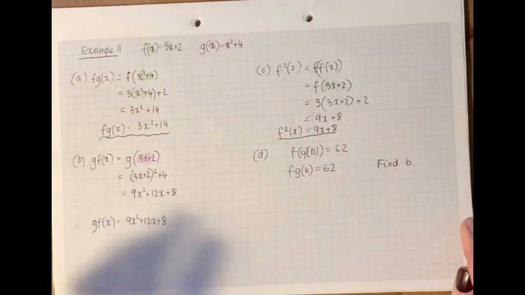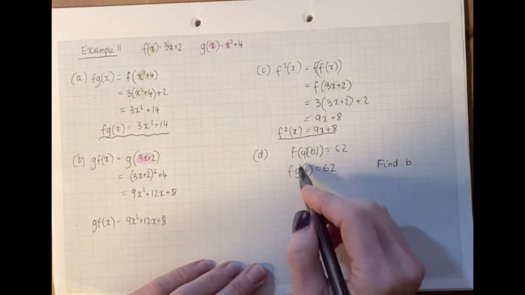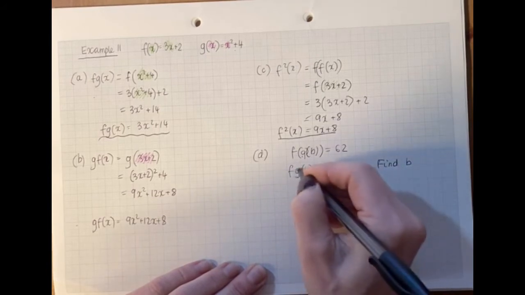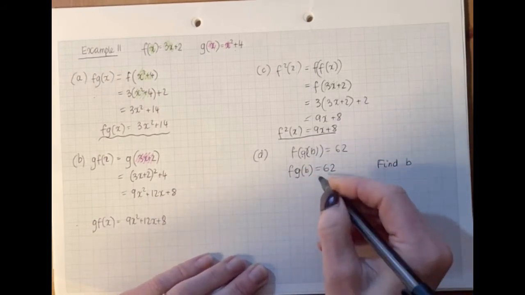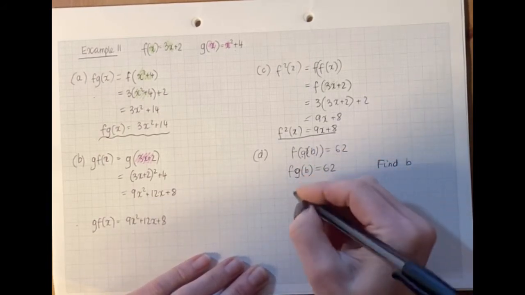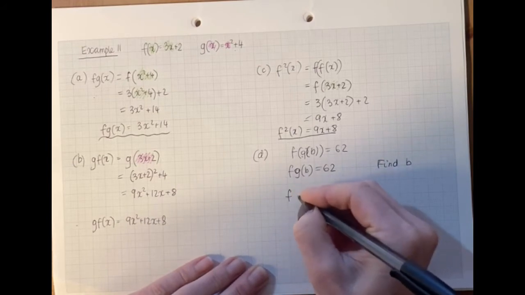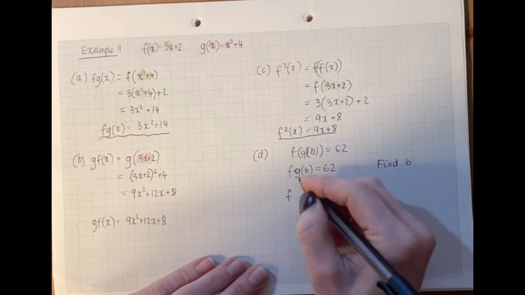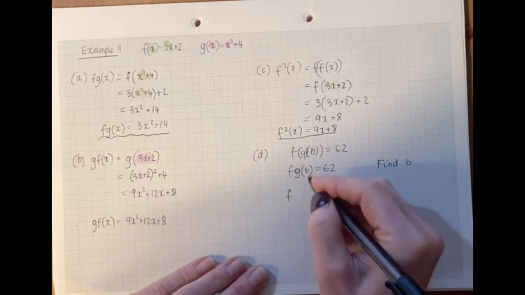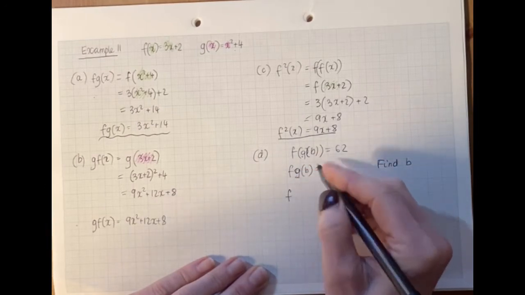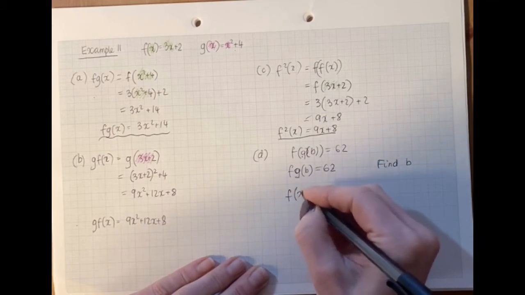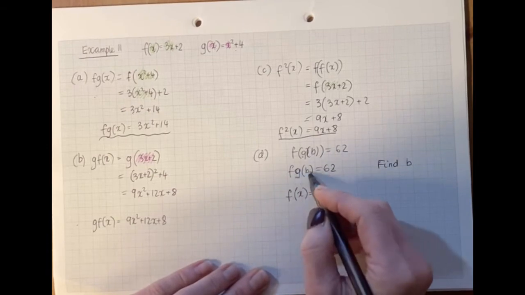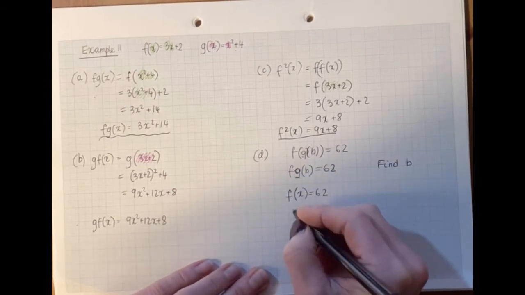Okay, finally we've got to find b if f of g of b is equal to 62. So the idea is to find out what I would need to feed my f of x function to get 62. So I'm going to solve f of x equals 62, and that will become g of b. So f of x equals 62.